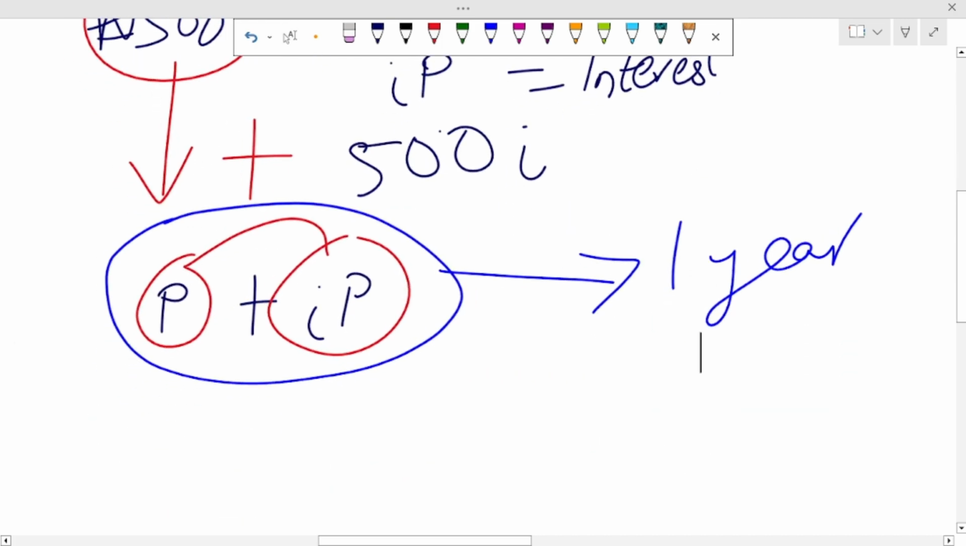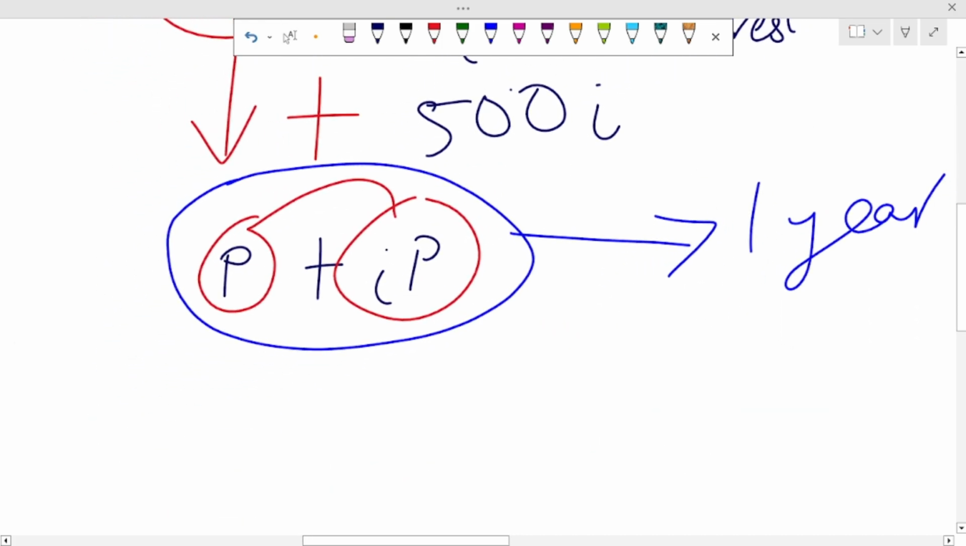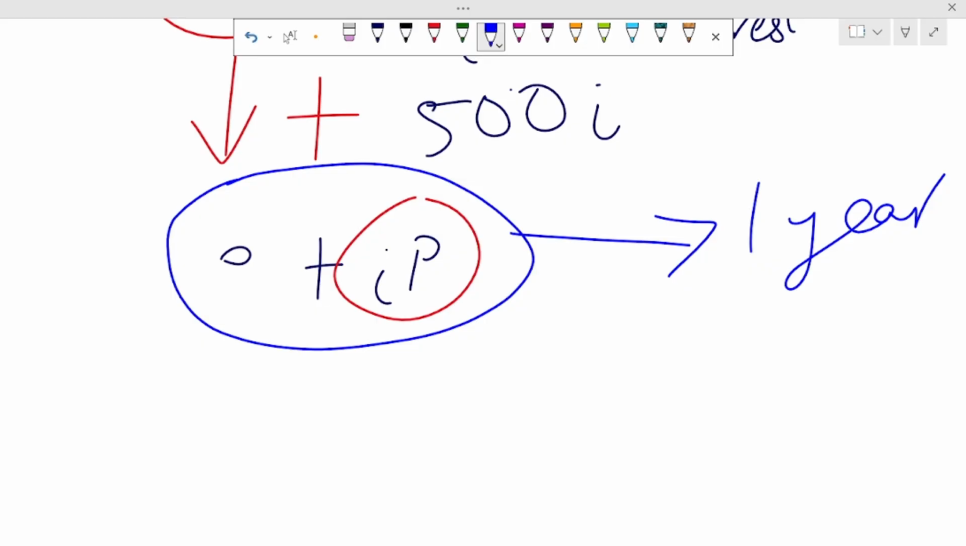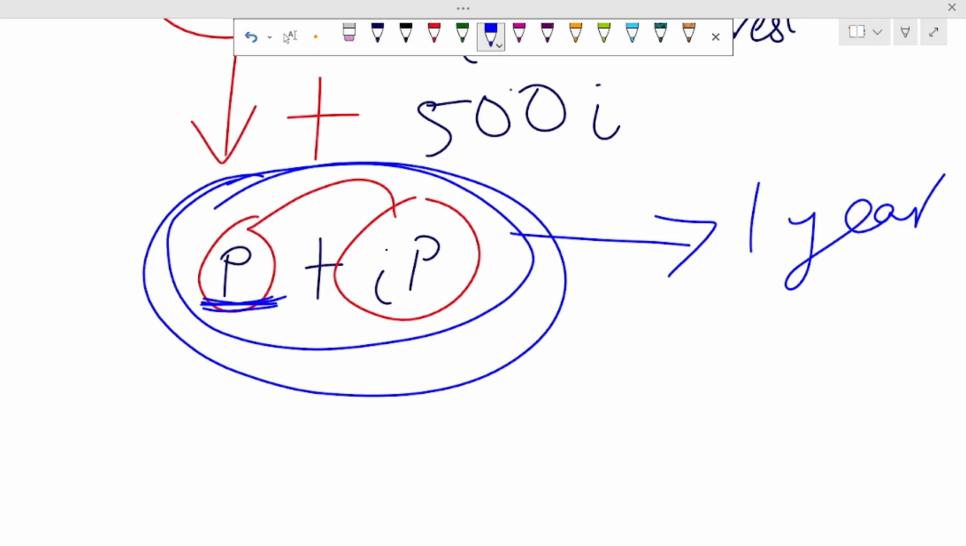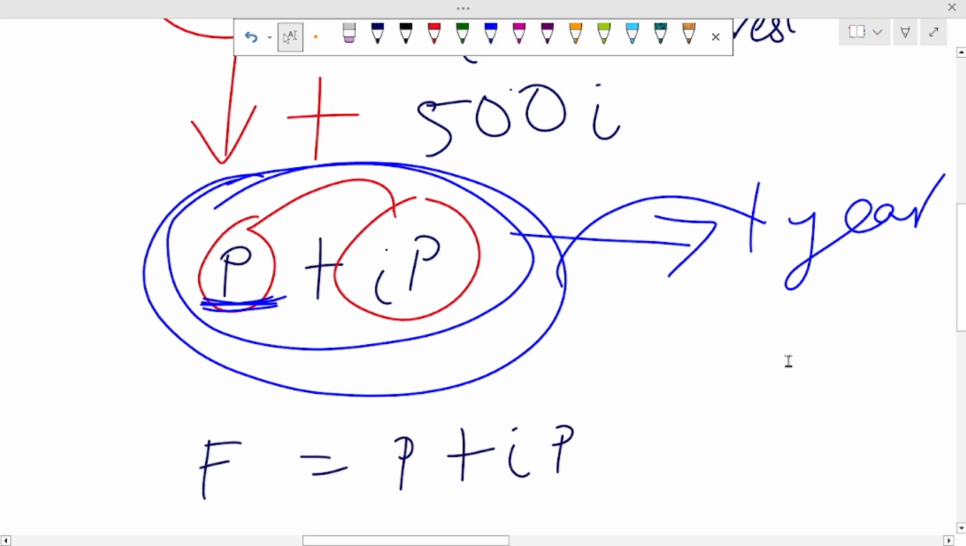So by doing this, we can now say this is money you get in 1 year, and of course this is your what? This is the bottom. This is the present money you put in. Is that clear? Everything together is your future money, which you get in 1 year. So let me write it this way, saying that your future money equals to what? This plus this. But this is for 1 year.